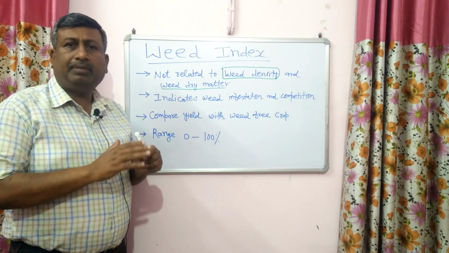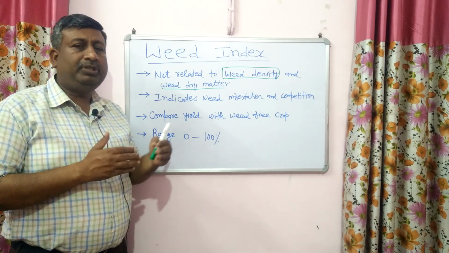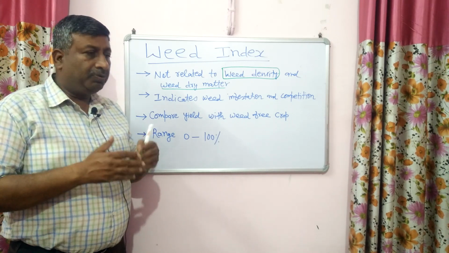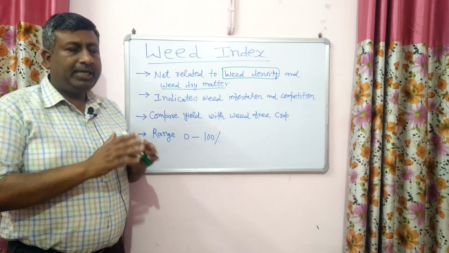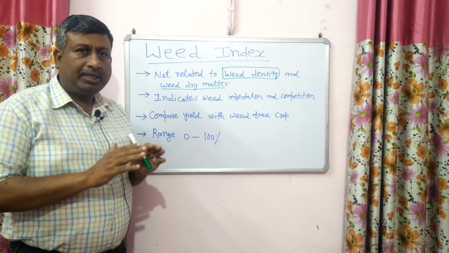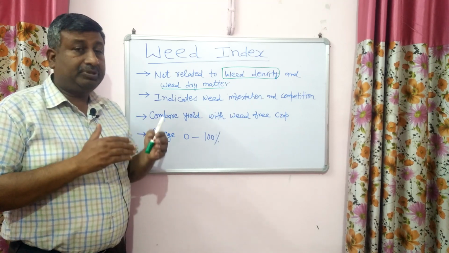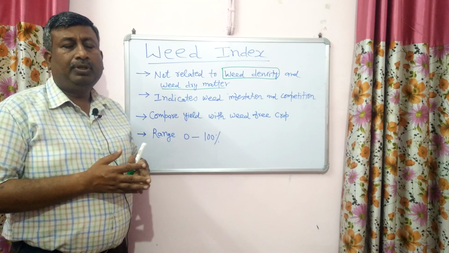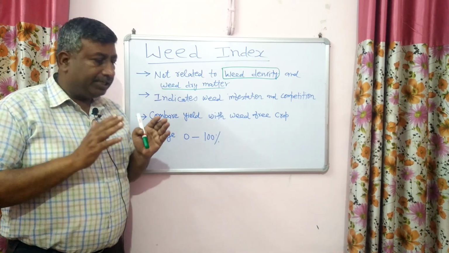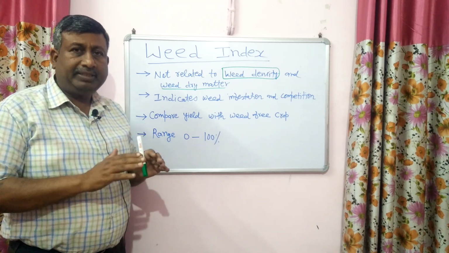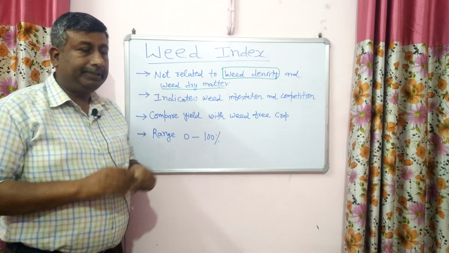तो वीड इंडेक्स से हमें ये नहीं पता चलता कि 1 स्क्वायर मीटर में या 2 स्क्वायर मीटर में पर यूनिट एरिया में कितने वीड्स हैं या उनकी क्या डेंसिटी है या वीड ड्राई मैटर एक्यूमुलेशन कितना हुआ है. ऐसा हमें कुछ भी वीड इंडेक्स से पता नहीं चलता है. So don't be confused that weed index gives some idea or tells something about weed population. This is very important to know that weed index is not related with the weed dry matter or weed population.